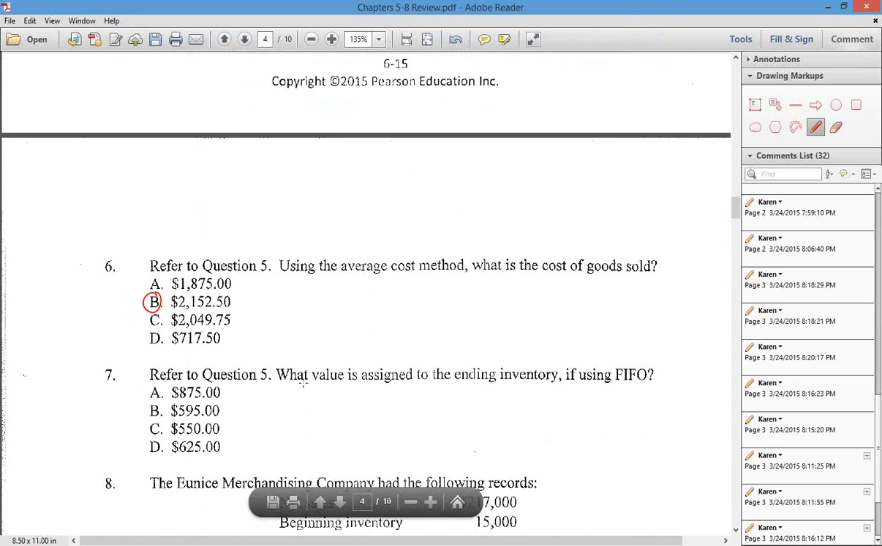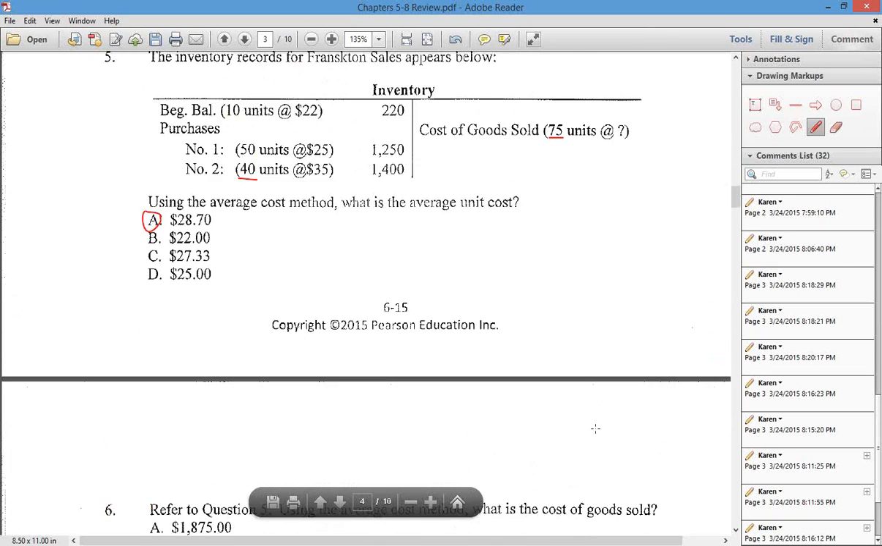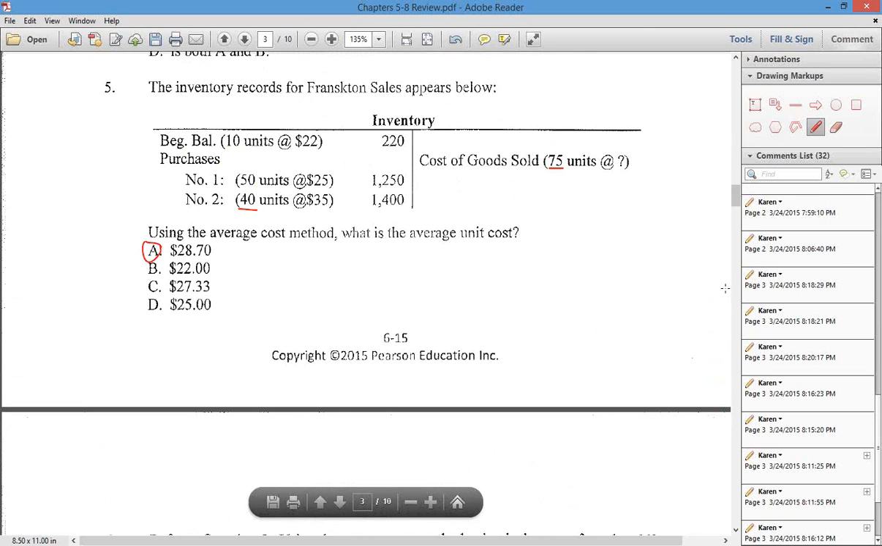And then on 5, it says, what value is assigned to the ending inventory if using FIFO? Now, suddenly we've jumped from average cost to first in, first out. And they want to know, what is the assigned value to the ending inventory if using FIFO? So how many units do I have left in ending inventory? Well, if I had 100 to start with and I sold 75, I've got 25 units left.